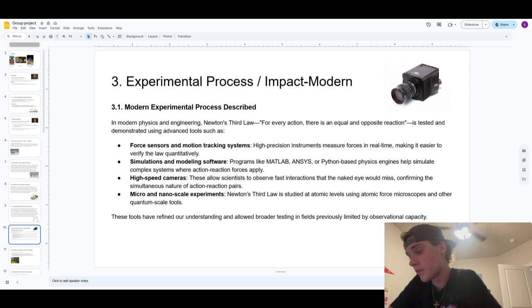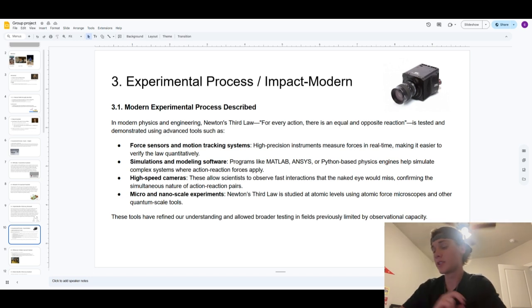Simulations and modeling software, programs like Ansys or Python-based physics engines, help simulate complex systems where action and reaction forces apply. This also is applicable in high-speed cameras, which makes sense. These allow scientists to observe fast interactions that the naked eye would normally miss, confirming the simultaneous nature of action-reaction pairs. And then our last example is micro and nanoscale experiments. Newton's third law is studied on atomic levels using atomic force microscopes and other quantum scale tools.